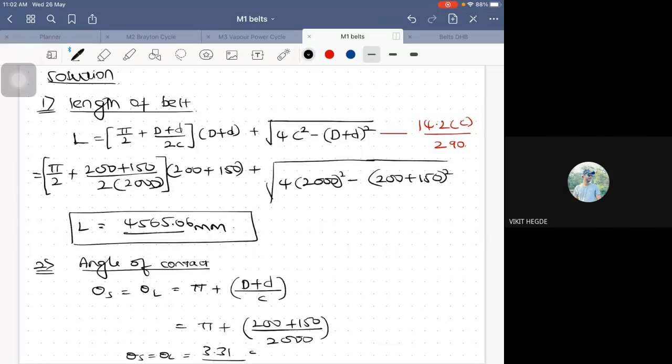If you want it in degrees, what do you have to do? Anyone? This is in radians. If I want degrees, what should I do? Into pi by 180? 180 by pi. Okay, so 3.31 into 180 by pi. If you do, you will get the value in degrees. If you want, you can do it and keep it with you.